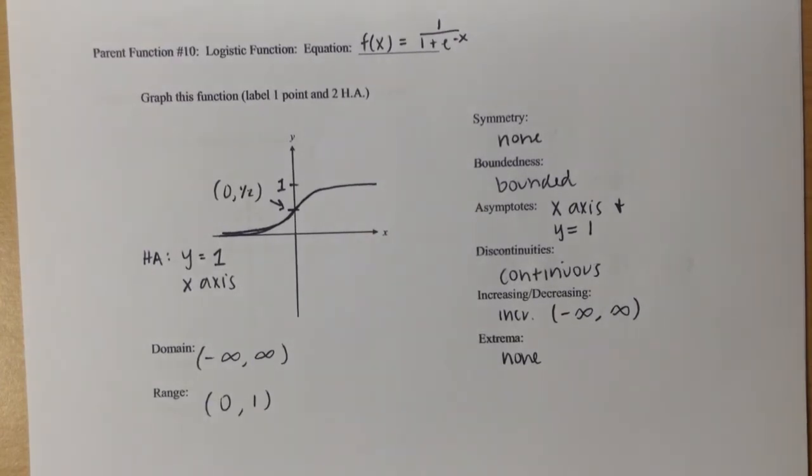This is the logistic function. The equation is f of x equals 1 over 1 plus e to the negative x. The domain is negative infinity to infinity, and the range is 0 to 1, not including 0 or 1. The symmetry is neither even nor odd and it is bounded above and below. The asymptotes are y equals 0, which is also known as the x-axis, and y equals 1. There aren't any discontinuities, which means it is continuous. The function is increasing from negative infinity to infinity, and there are no extrema.